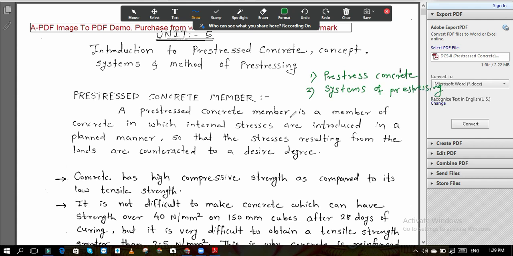And there are three concepts: stress concept, strength concept, and load balancing concept. These things we are going to see today: pre-stress concrete, systems of stressing, and the stress, strength and load balancing concepts. So we will go one by one.